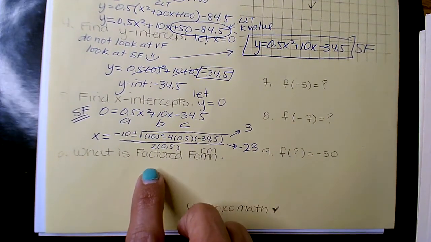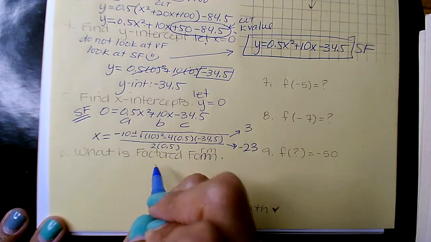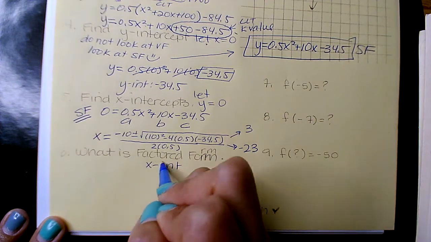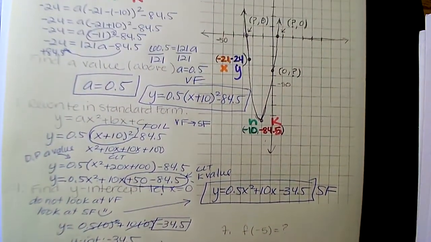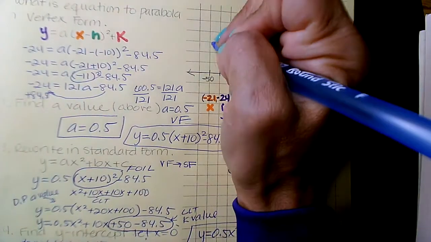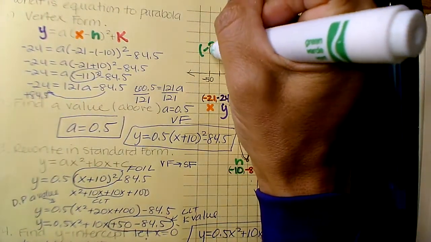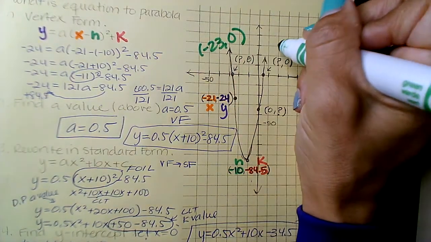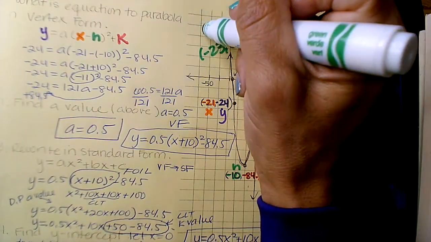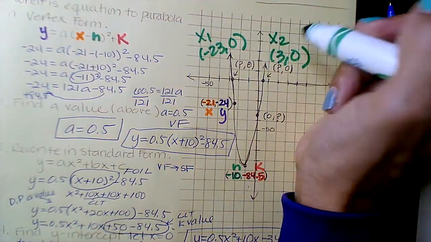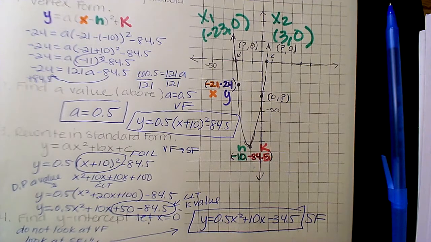Okay, what is factored form? Remember, factored form uses your x-intercepts, which now we have, right? So if I look at the graph, this is, here, let me write with a large marker. This is negative 23, 0, and this is 3, 0. So this is going to be my x sub 1, and this will be my x sub 2, or you can reverse it. It's up to you, right?